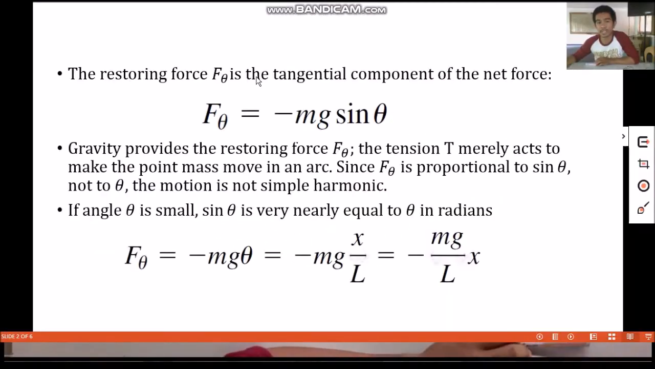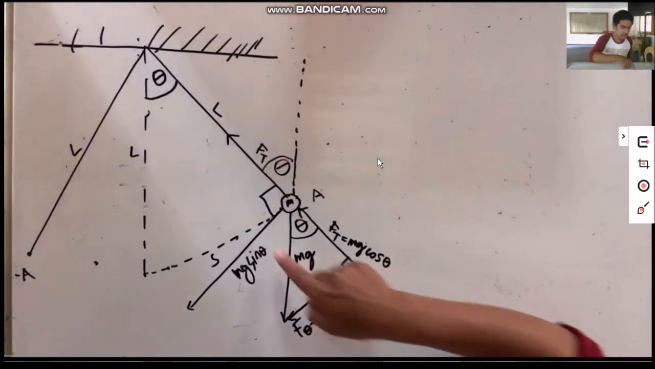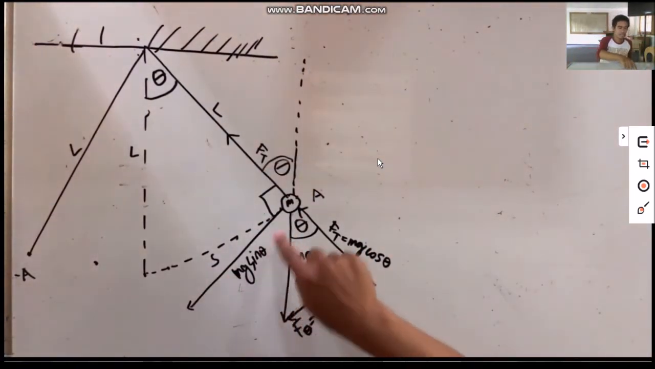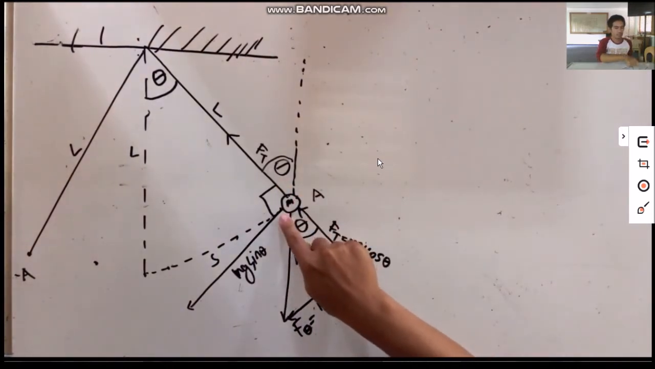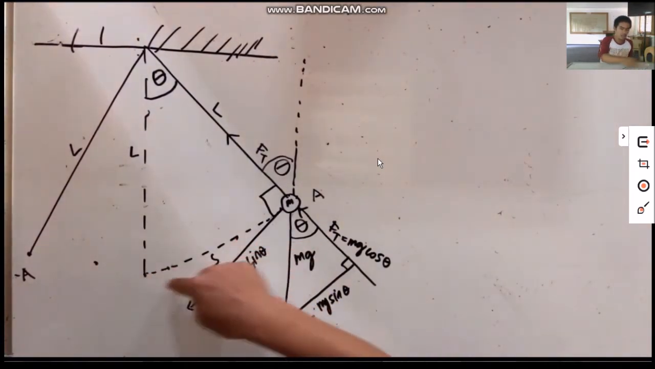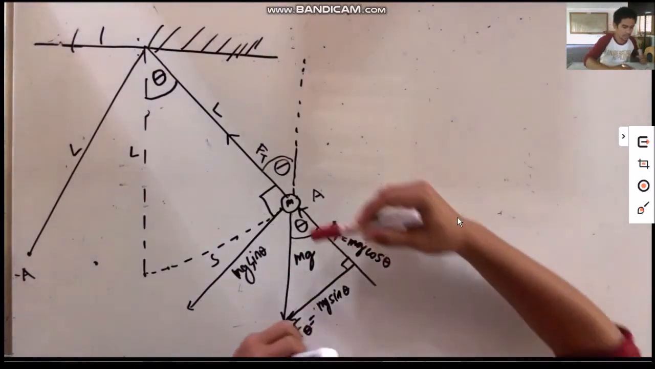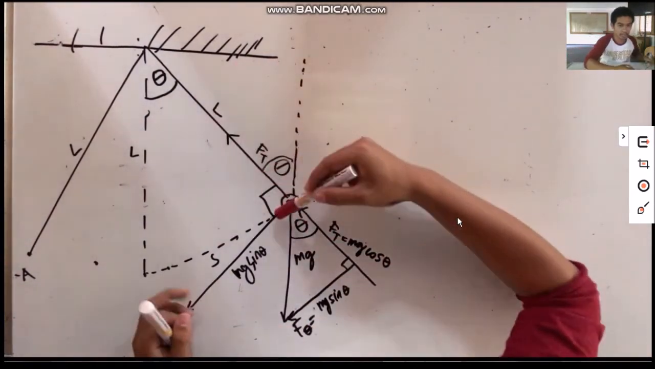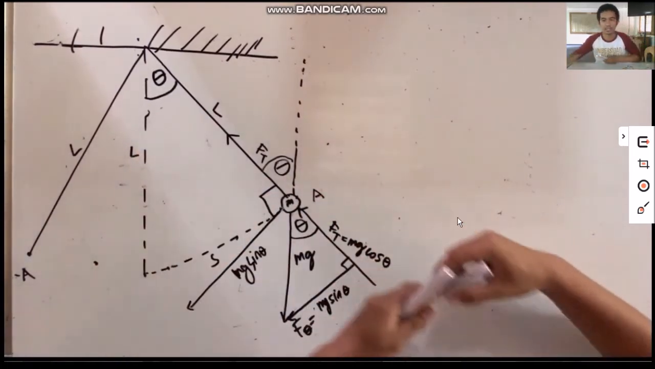So the restoring force F theta is the tangential component of the net force, right? It's tangential to the arc followed by the bob. This is the restoring force, which is mg sin theta, and this is the arc followed by the bob. That restoring force is tangential to the arc, which means it is perpendicular to the radius of the arc, and the radius of this arc is equivalent to the length of the string.